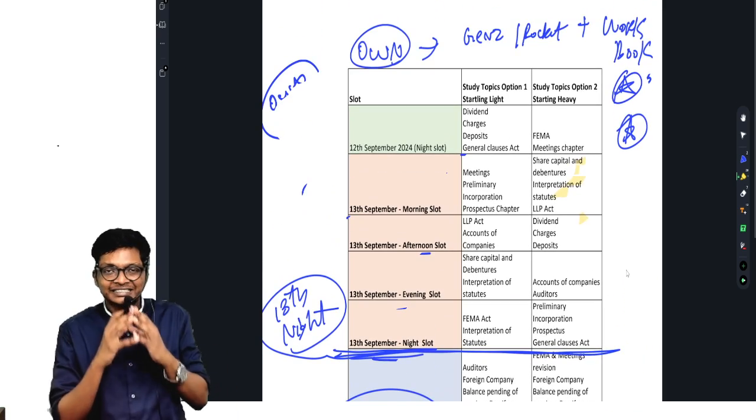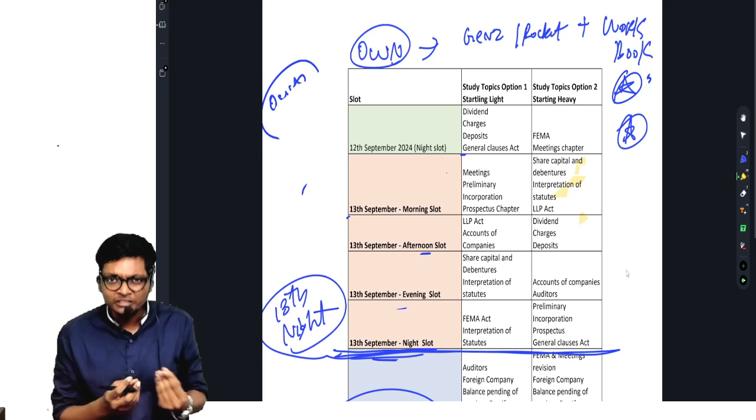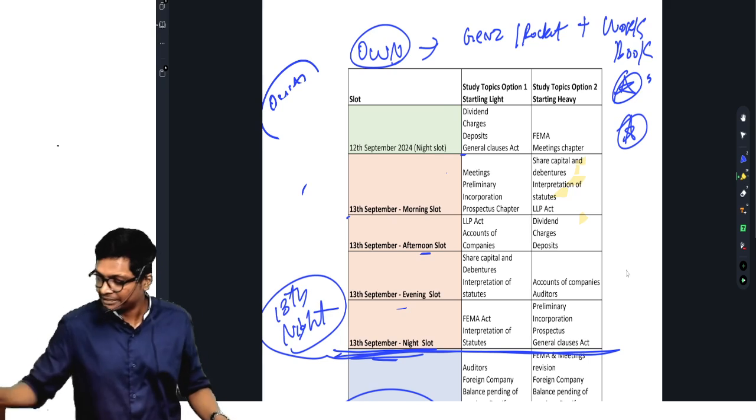So this is the strategy for the law exam, guys. This is just a broad strategy. You can of course make changes. All the best for the exams and do well.